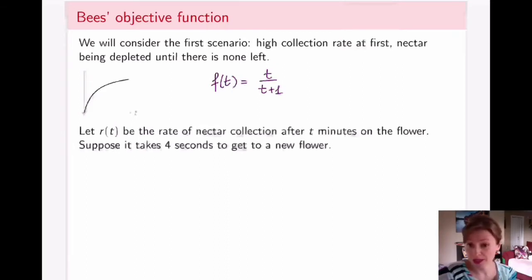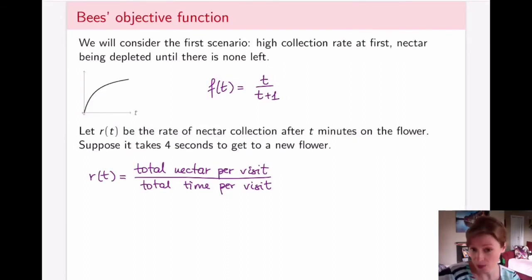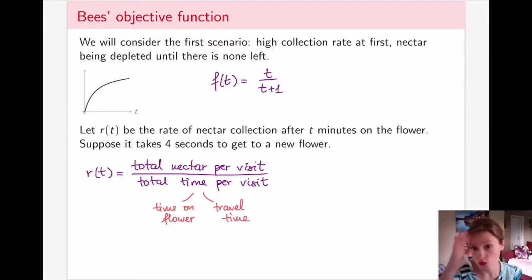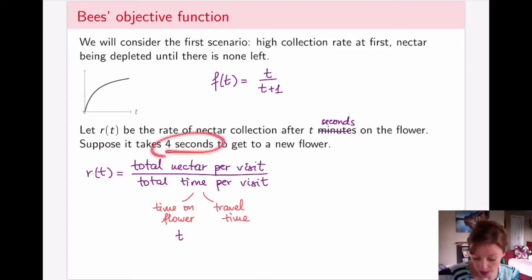What I really have is that R of t is the total nectar amount per visit divided by the total time per visit. Now, the total time per visit will consist, of course, of 2 things. The total amount of time that the bee spends on the flower, and then the travel time to reach the next flower. So there's 2 things here, time on flower and travel time. Now, luckily, we actually have both of those described to us as already known quantities, or at least identified quantities. The time on flower is exactly t. This should actually say seconds. So the time on flower is t, and the travel time is given to us as 4 seconds.